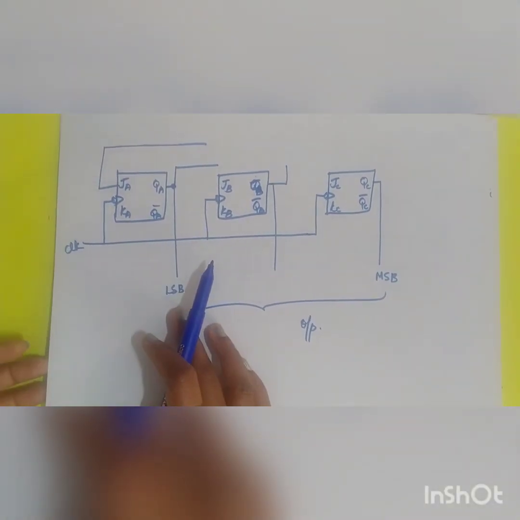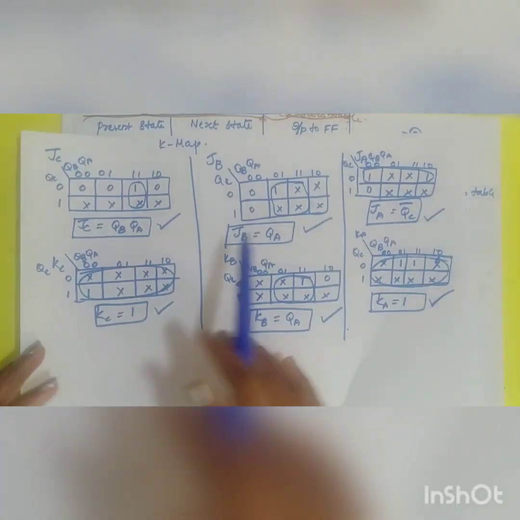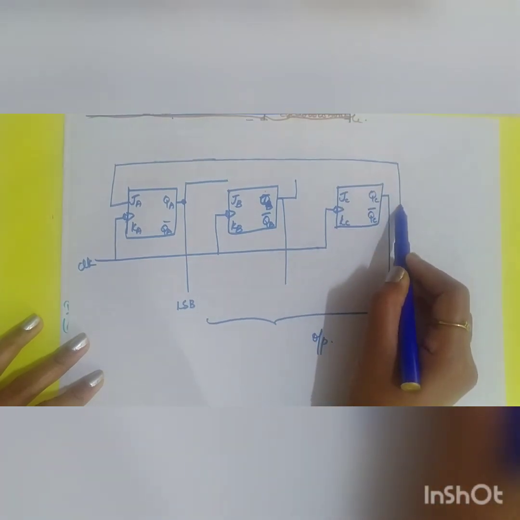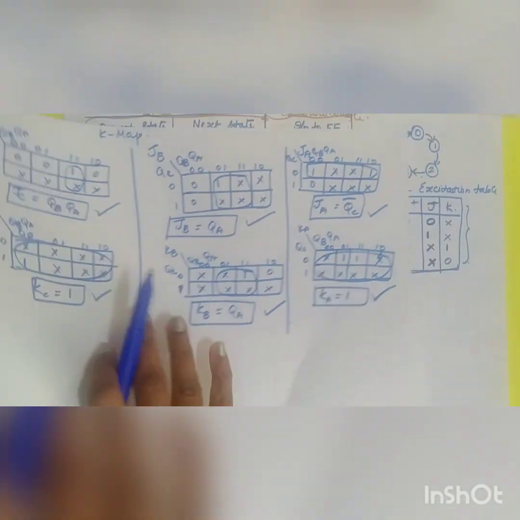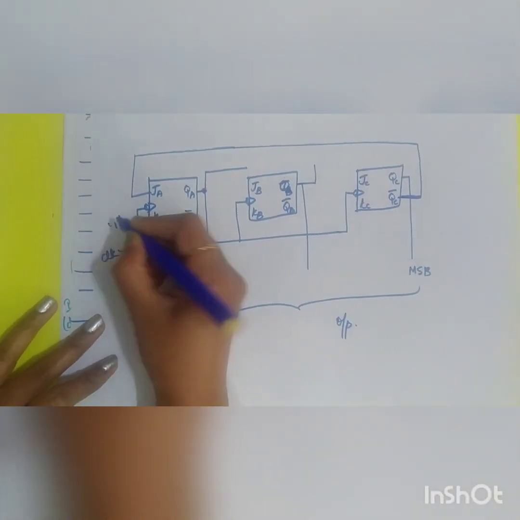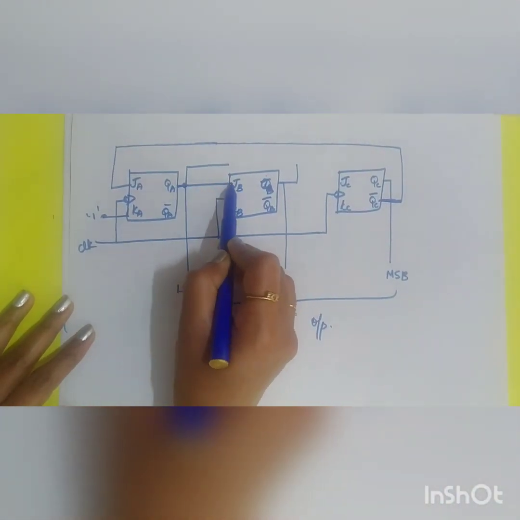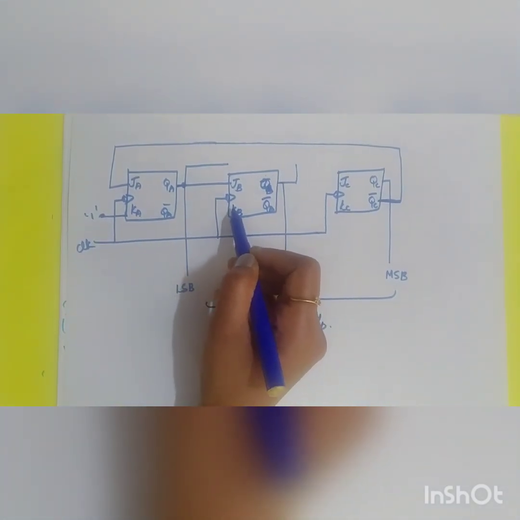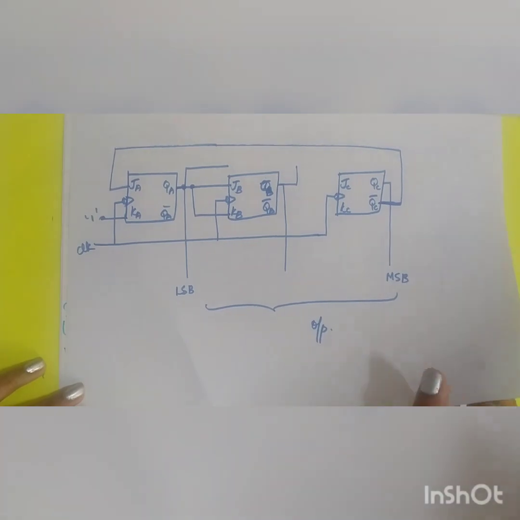So what is your JA in this case? It is not QB, QA, here JA is equal to QC bar, right? So JA is equal to QC bar. I can give this directly, okay? Now what will be your KA? KA is equal to 1. So you give this to 1 or high. What is your JB? JB and KB is equal to QA. So direct connection, JB is also equal to QA, and you will have the same connection going here, QA.